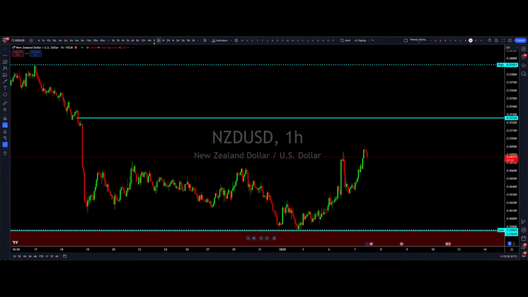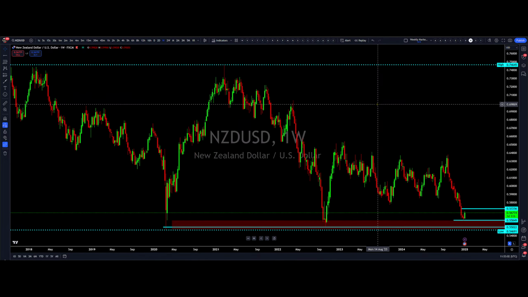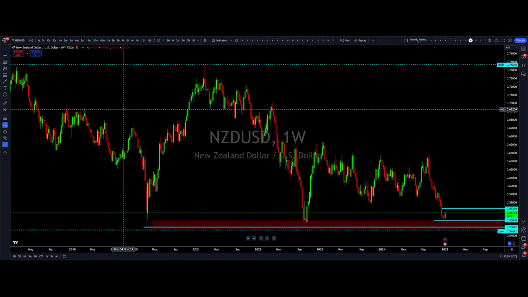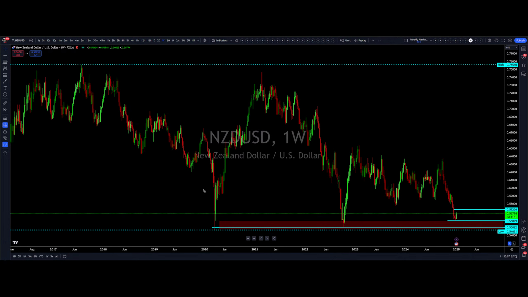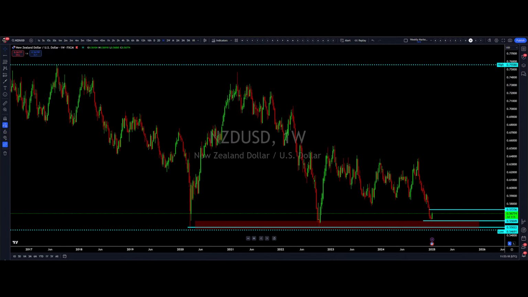Same on the New Zealand dollar. Okay, same analysis. I don't think I need to talk about that much. Even the New Zealand dollar is much lower as compared to the others. Okay, it's testing the March 2020 lows. Yes, March. So this March 2020 is the COVID low.